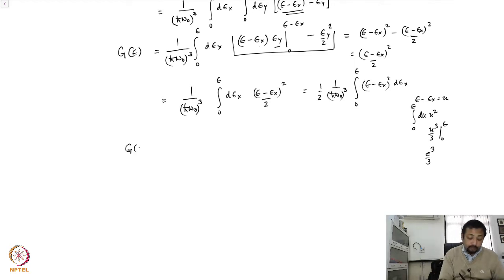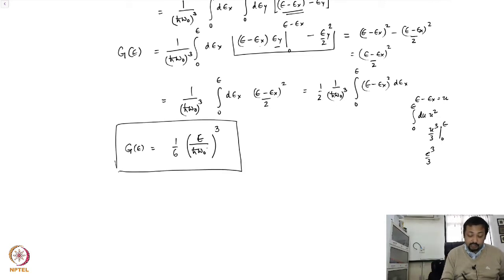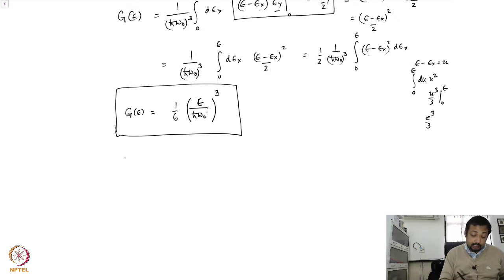So that the total number of energy states lying between 0 and epsilon is going to be 1 by 6 epsilon by h bar omega naught whole cube. So this has a very nice expression. The density of states, small g of epsilon, which is of primary importance to us, is dG d epsilon, which is going to be half epsilon square divided by h bar omega naught whole cube.